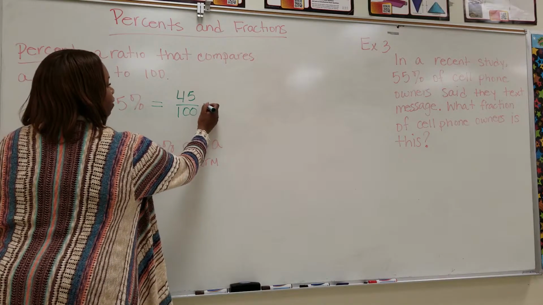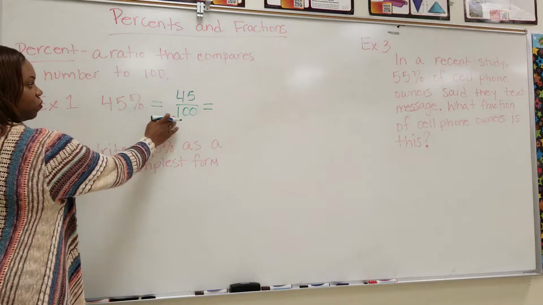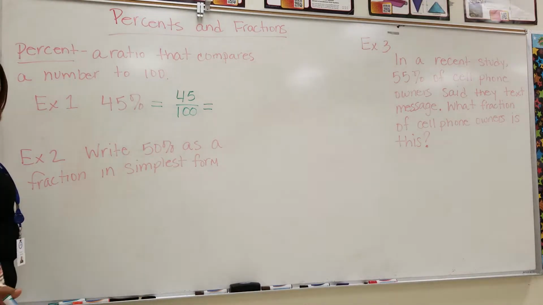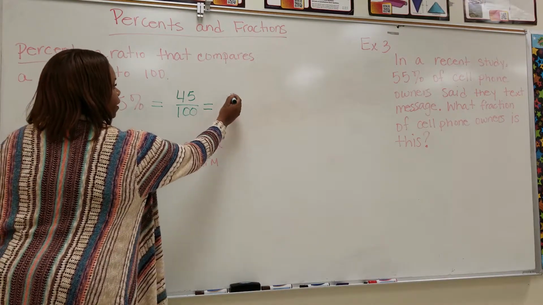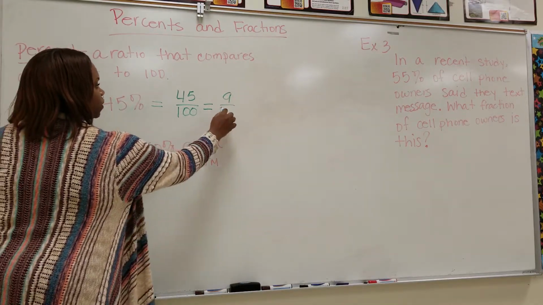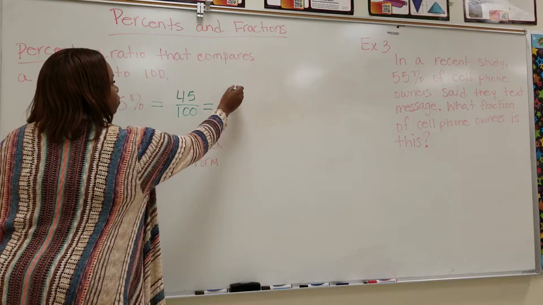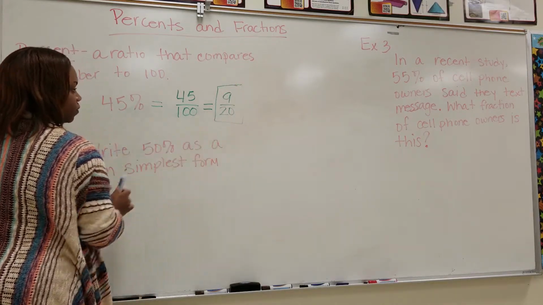So we have to have a number that can go evenly into 45 and evenly into 100. So let's divide it by 5. 5 does go into 45 9 times. 5 goes into 100 20 times. So our answer will be 9 over 20.